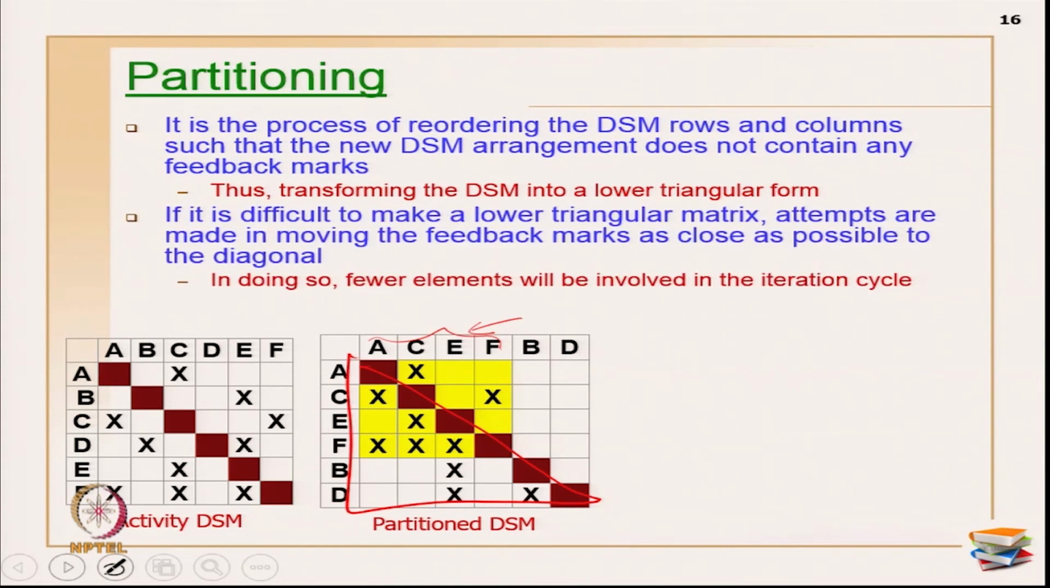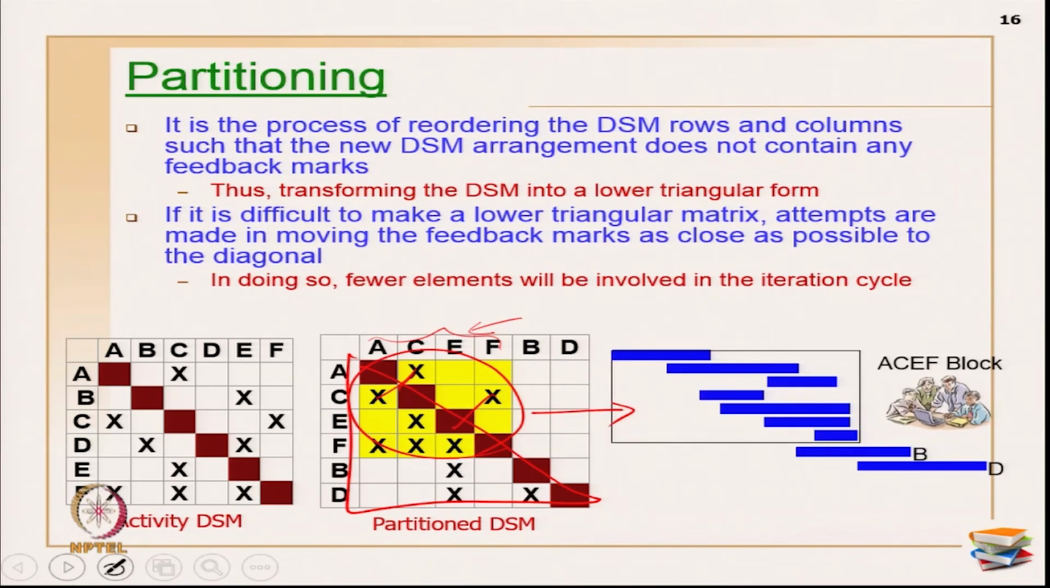Now, what happens is, if it is difficult to make a lower triangular matrix because of the interdependencies and cycles, attempts are primarily made to keep those elements identified as a block formation. Okay. There are still methods which can make you keep these x marks close to the diagonal, but partitioning never attempts that. Okay. In doing so, only a few elements will be involved in the cycle. So, try to minimize this formation itself, the identification of the block itself. Now, what is the meaning of this block formation? That you should also know.